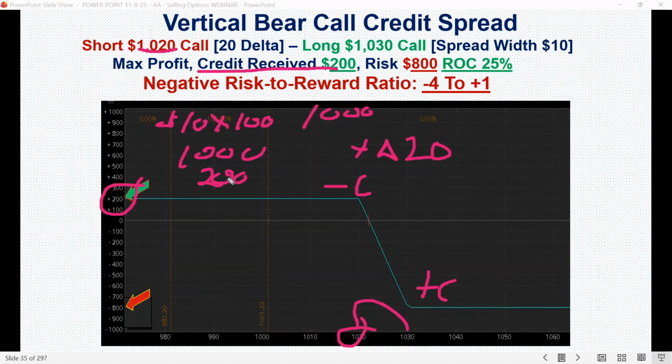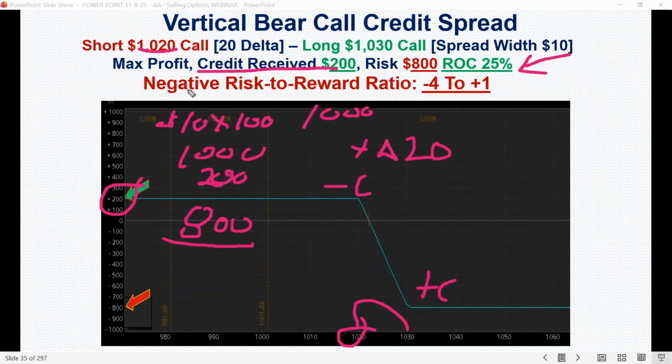But look at your risk. Your risk is the difference between the $1,000 wide spread and the premium you brought in. So your risk is $800. So that's your margin you would have to put up. And if you keep that full $200 at expiration, that's a 25% return. So that's about what you get, 25, 30% returns on these credit spread type trade setups.